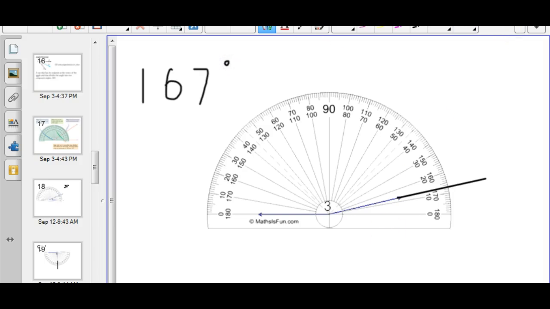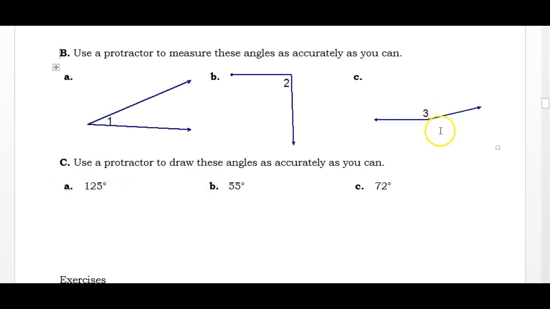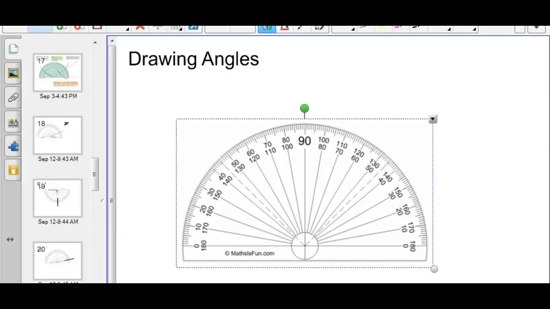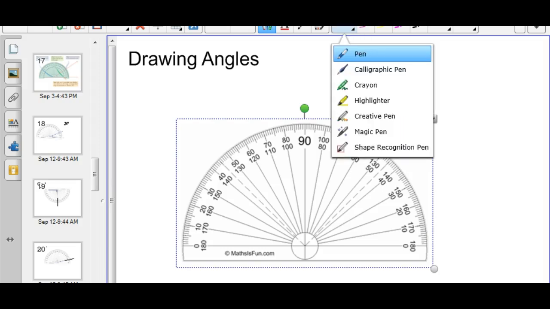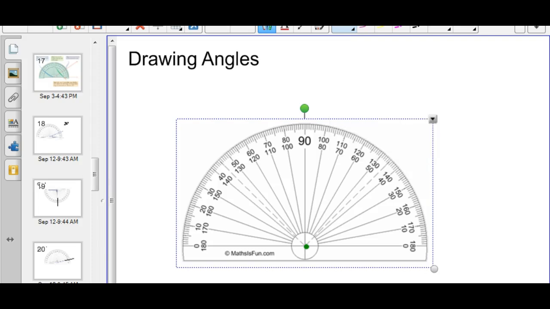Okay, so my final example was drawing angles. So we're going to start with this 125 degree angle. To draw an angle, we need to make 3 dots. The first dot would go at the center of your protractor. The second dot, you can go left or you can go right, but you want to make another dot at 0. Then your third dot would be at the measure you're trying to make. Since I chose 0 on the left side, I'm going to follow my upper scale till I reach 125 degrees, and I'll put my dot there.